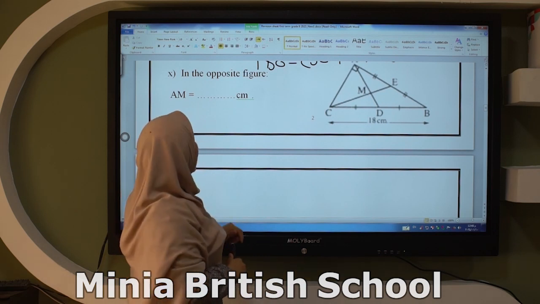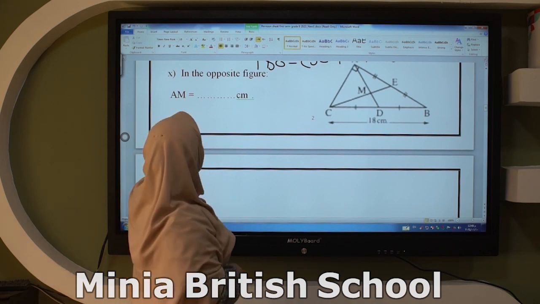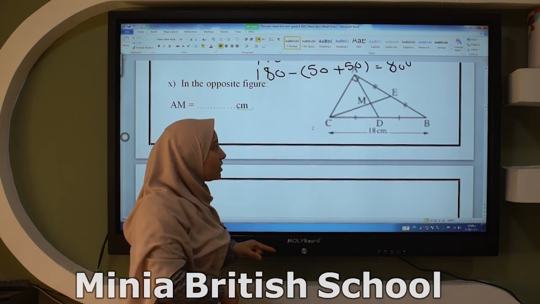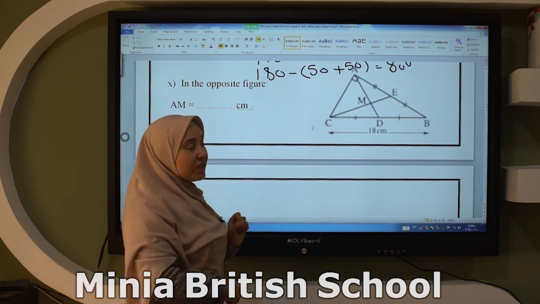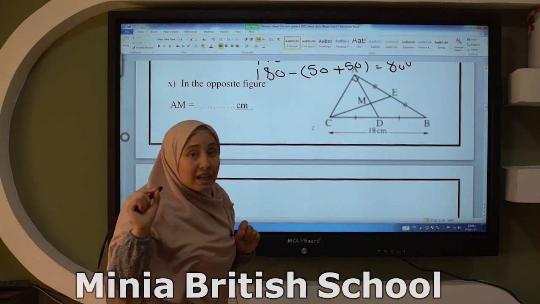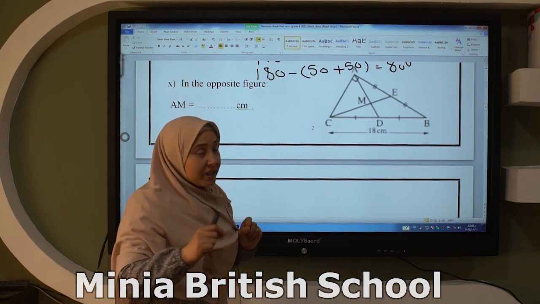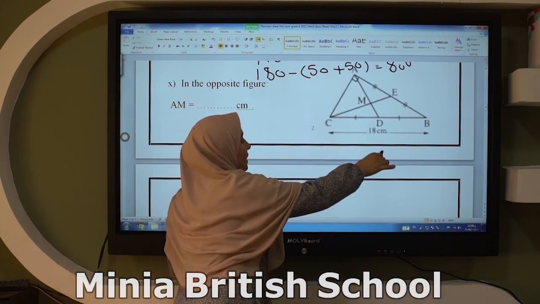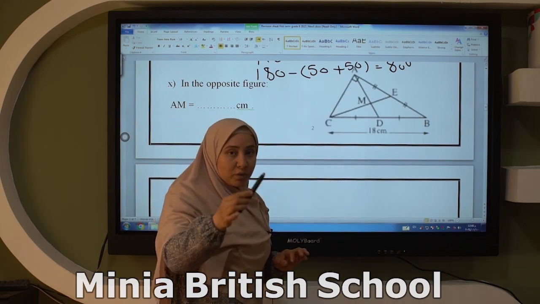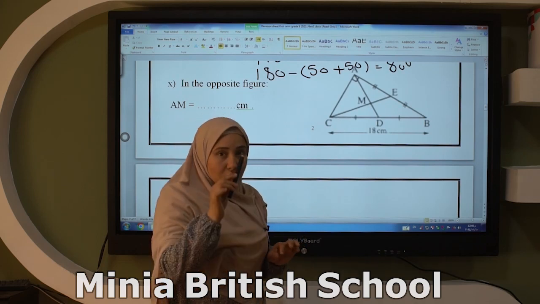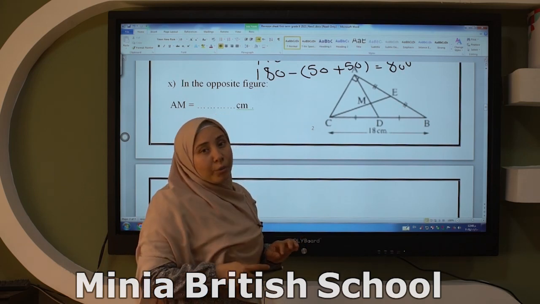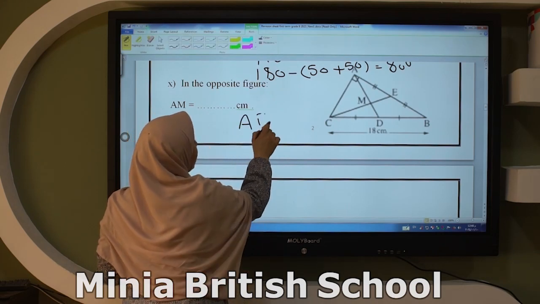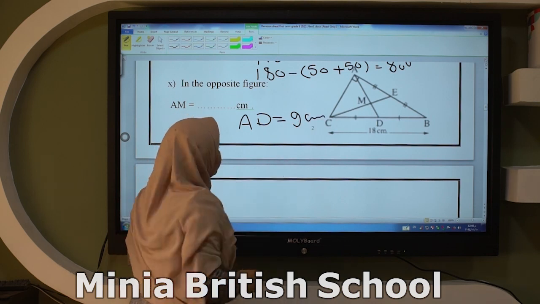In the opposite figure, I need to find the length AM, where CB equals 18 centimeters and AD is a median which is drawn from the vertex of the right angle. Here CB equals 18. Since AD is a median which is drawn from the vertex of the right angle, then the length of this median equals half the length of the hypotenuse. Then I can say AD equals 9 centimeters.